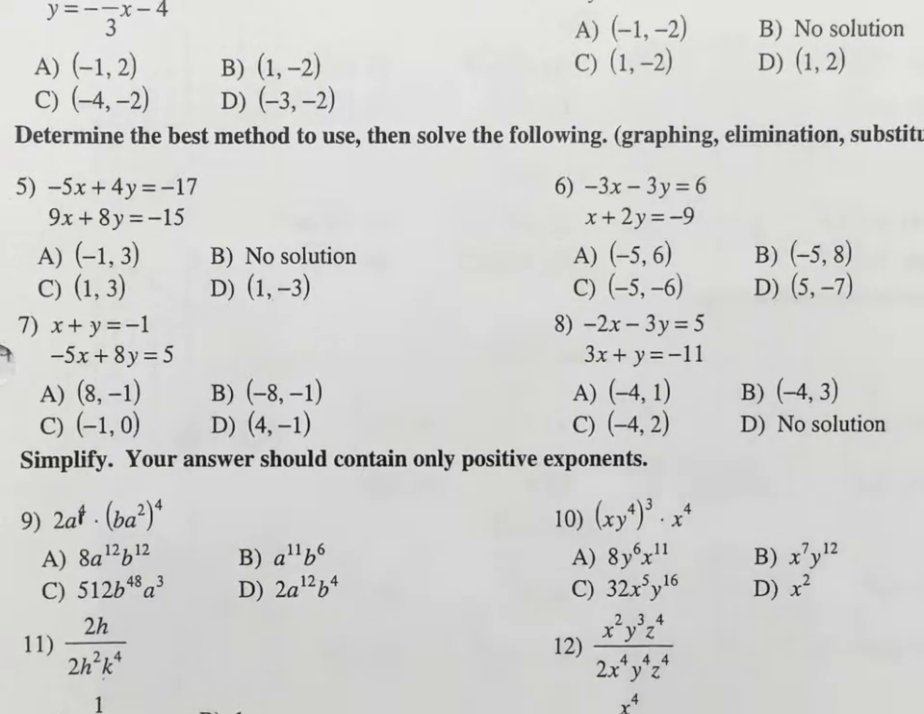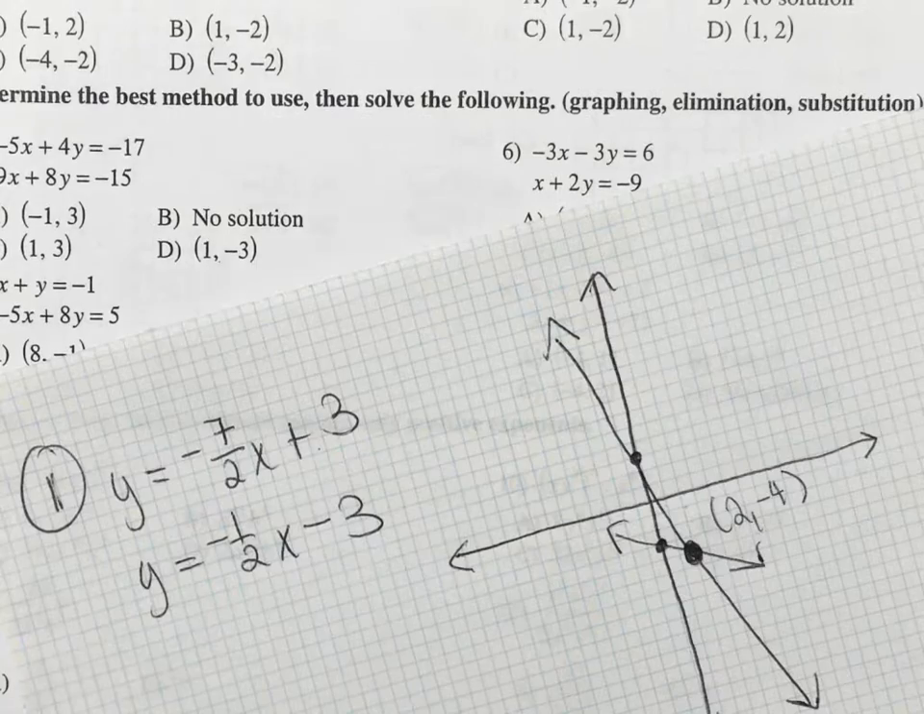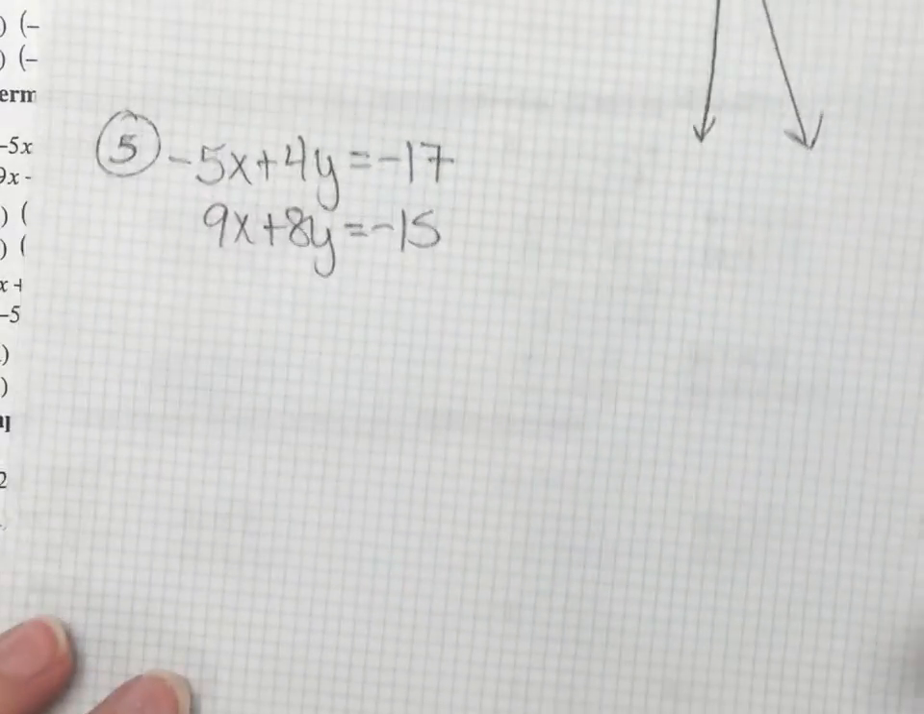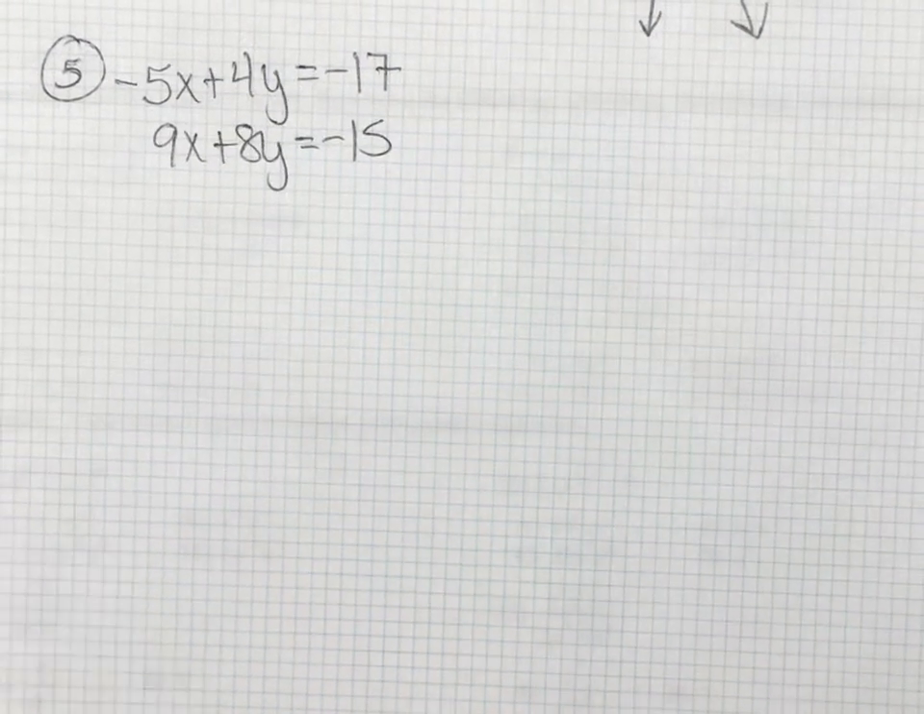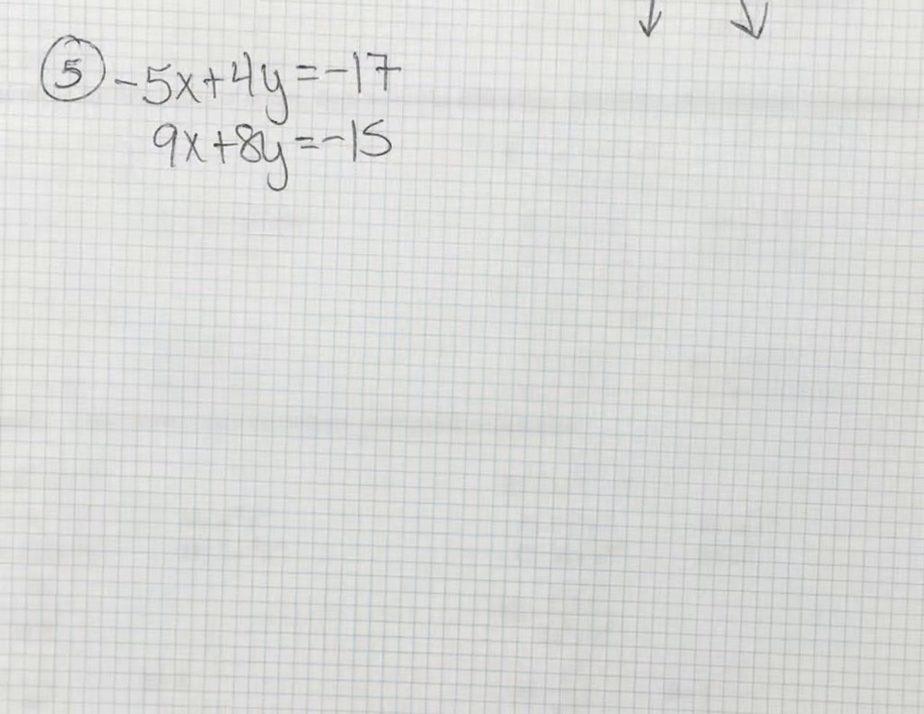I've got something to save us some time. Okay? Because we can... Look at number 5. Elimination. You had to have the same number with the same letter, right?